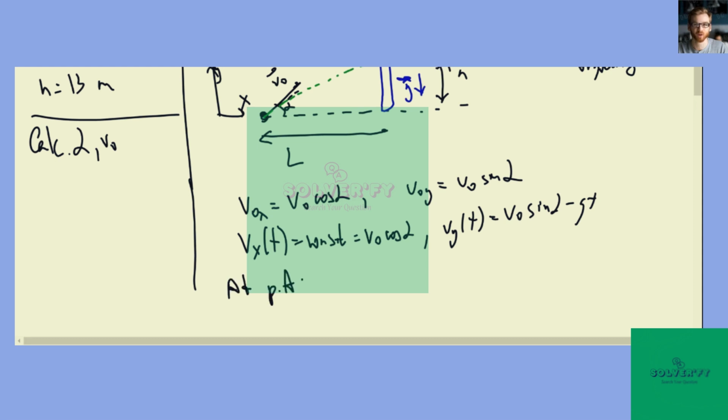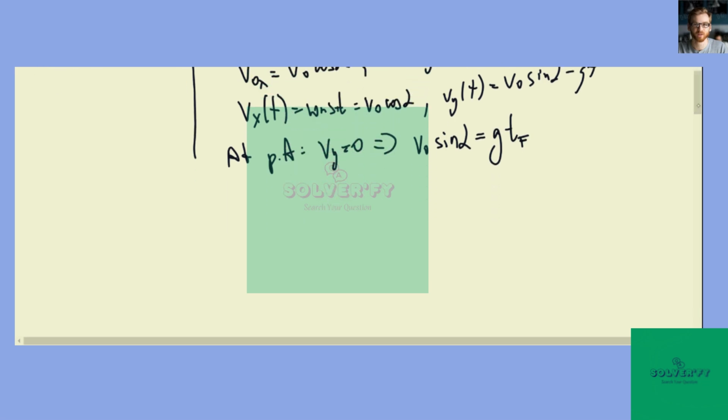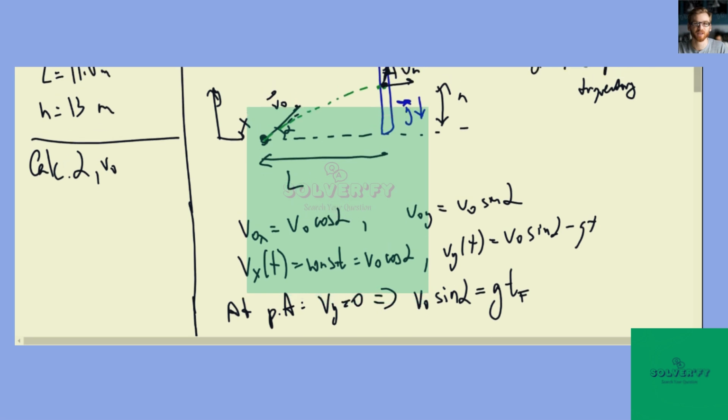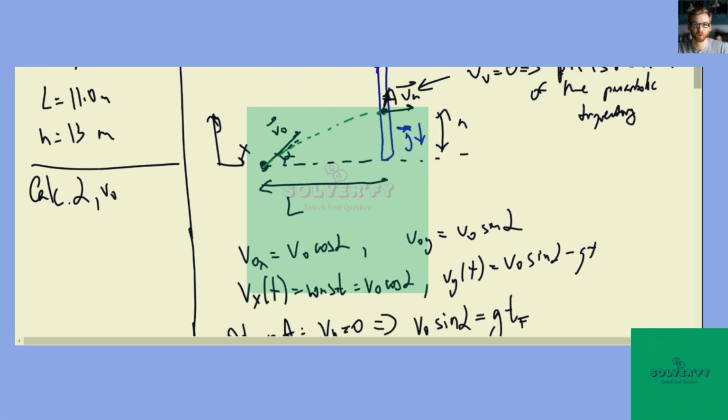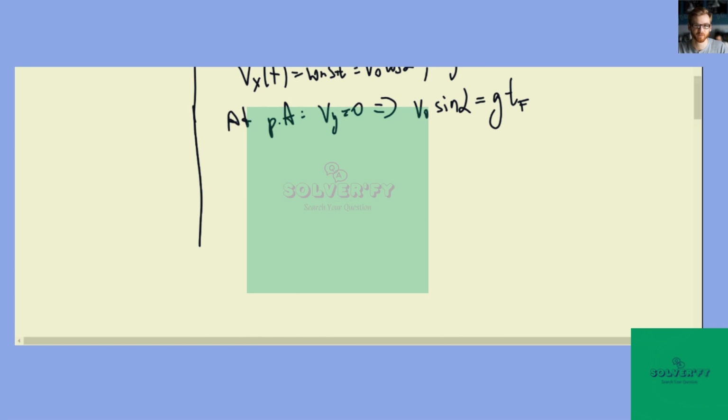At point A, vy is 0. Then v0 times sine alpha equals gt. Okay, let's label it as t total because it's the time of the flight. Actually, yeah, we can just label it as tf. So that will serve as equation 1. Now we can express h as a function of these parameters.